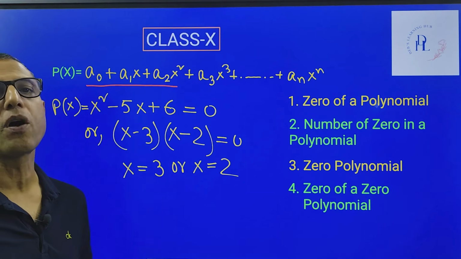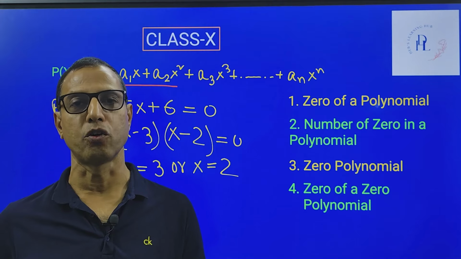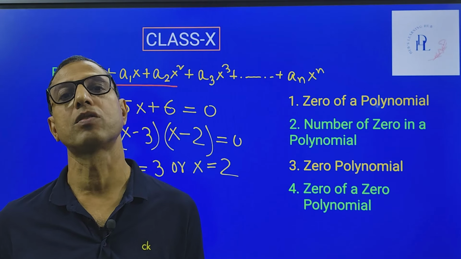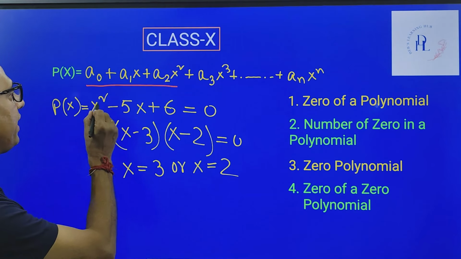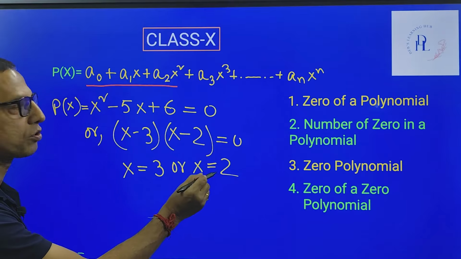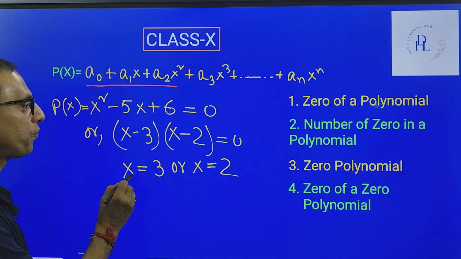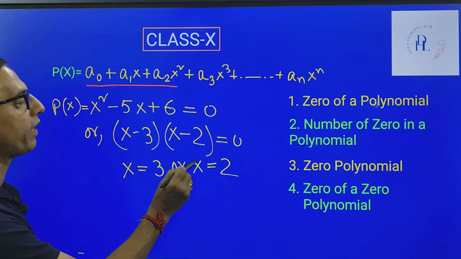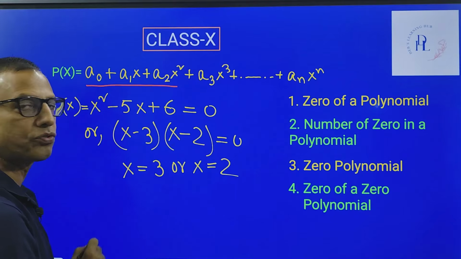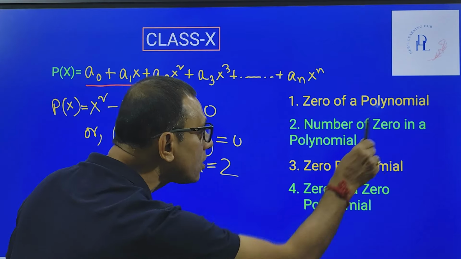So zero of a polynomial means the value of the variable in a polynomial for which the polynomial becomes 0. So here the variable is x in this polynomial, and for x = 3 or x = 2, the polynomial x² - 5x + 6 becomes 0. So therefore x = 3 and or x = 2. So these two are the zeros of a polynomial. Any of these two. And next topic is number of zeros in a polynomial.